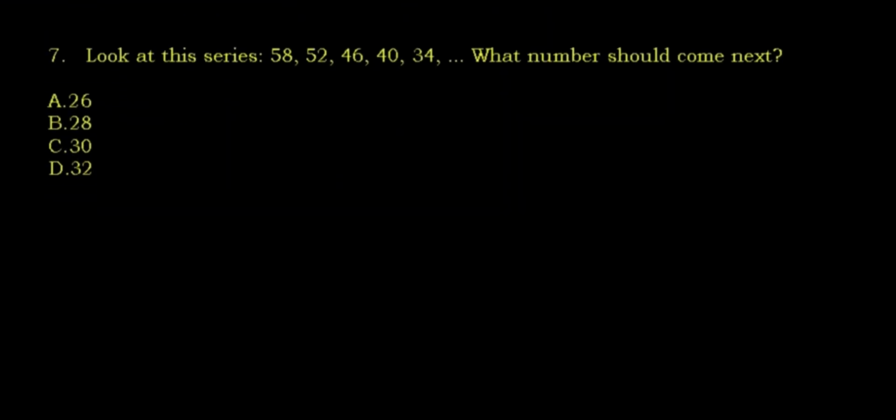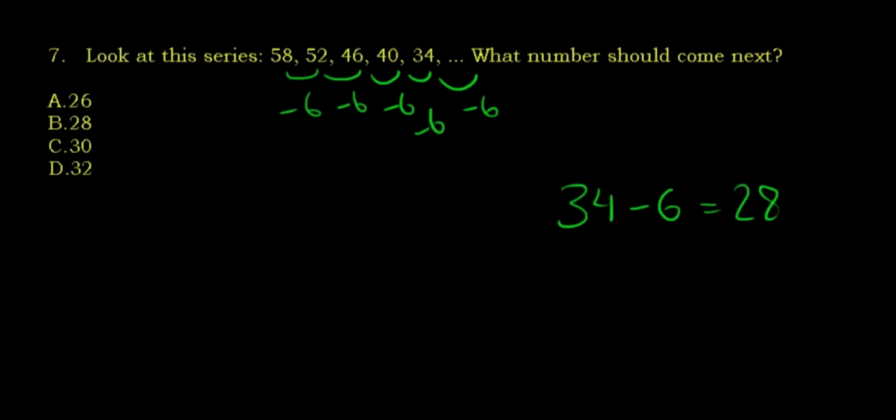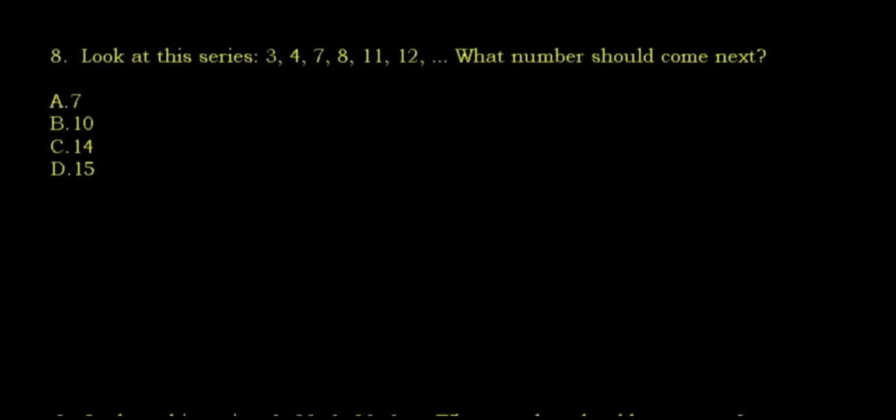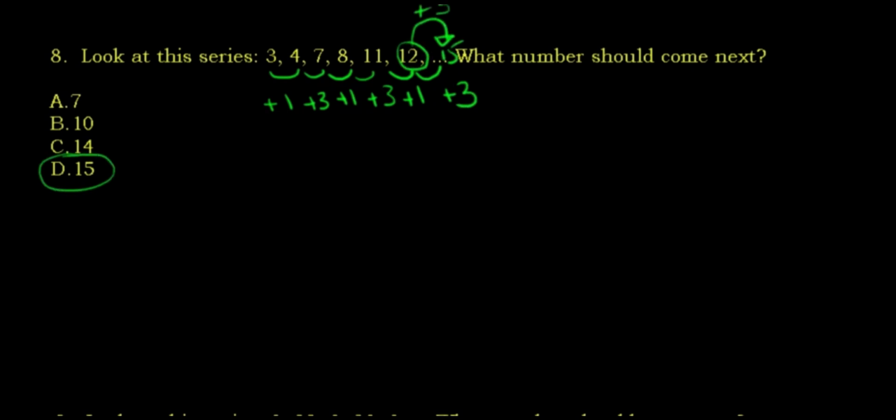Give it a try. I'm observing that this is a decreasing series, so I'm subtracting 6. Yes, so 6 again, 6 again, so it's got to be minus 6. So 34 take away 6 would give you a 28 answer. Give this a try. Over here it's a +1, then a +3, then a +1, then a +3, then a +1, then again I should have a +3. 12 plus 3 should give me a 15. That is my answer to this question.